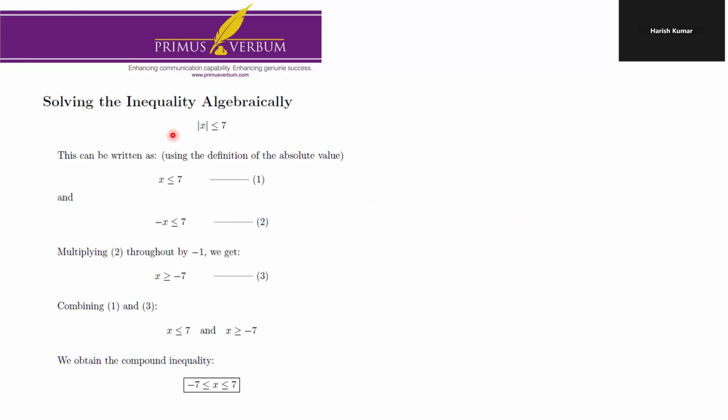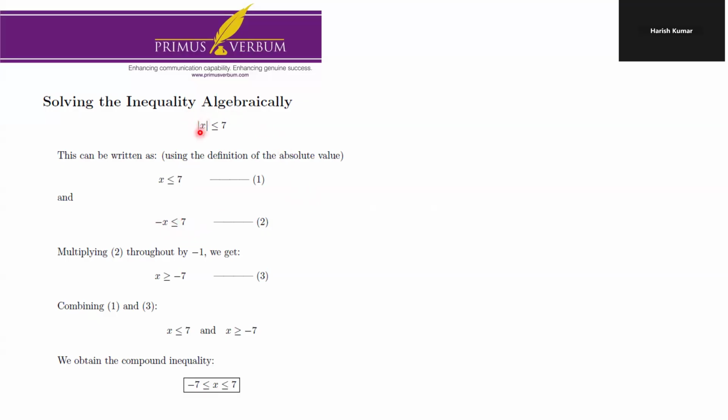First, we will do it using the algebraic method. That is, we'll solve it algebraically, by algebraic manipulation. So we have absolute value of x is less than or equal to 7. Now, this can be rewritten using the definition of the absolute value as x is less than or equal to 7 and minus x is less than or equal to 7.